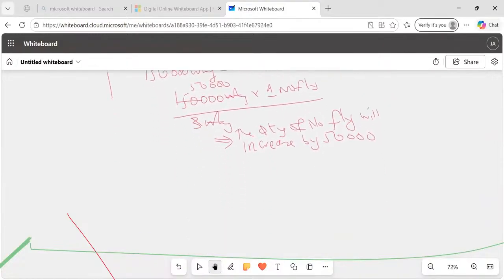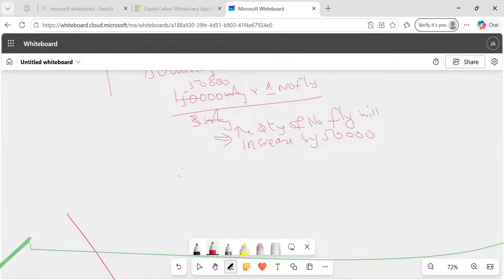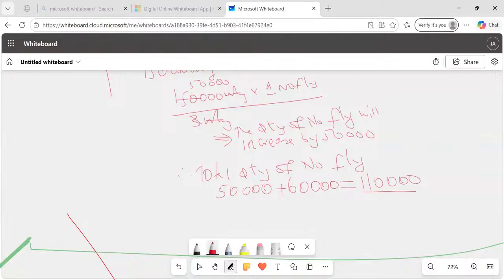And therefore, the total quantity of no-fly will be this increase plus the old no-fly. We're producing how many? 60,000 initially. So it'll be 50,000 plus 60,000. And you saw so many students writing 110,000 units like that.